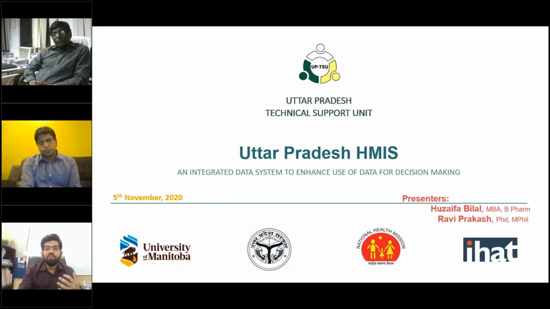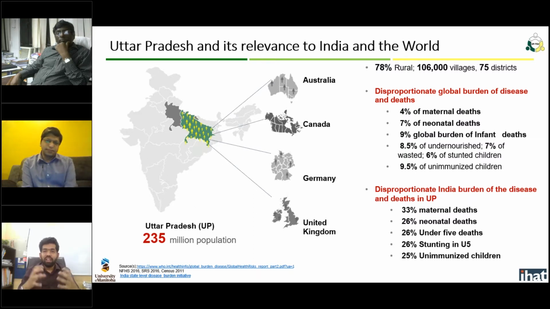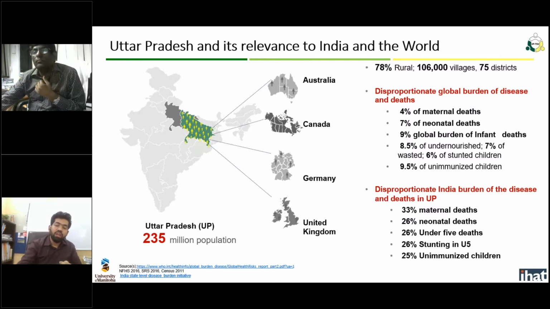I would like to quickly brief you about UP and what UP TSU is. As we all must know, UP is one of the most populated states of the country, with around 235 million people. In terms of scale, UP could equal countries like Australia, Canada, Germany and the United Kingdom together. And it has some of the lowest health outcomes; UP contributes most to the global and national deaths and disease burden. So this is the kind of state we are working in.